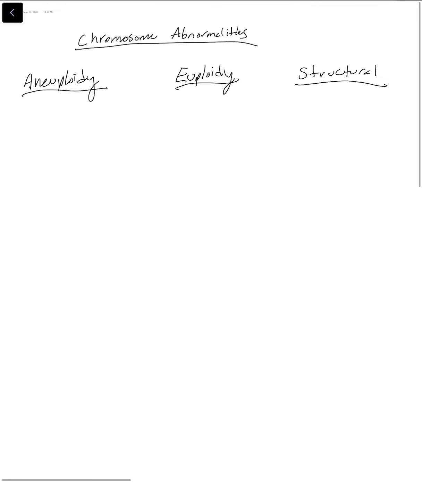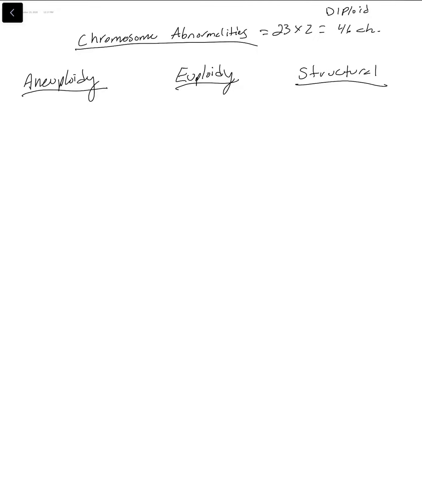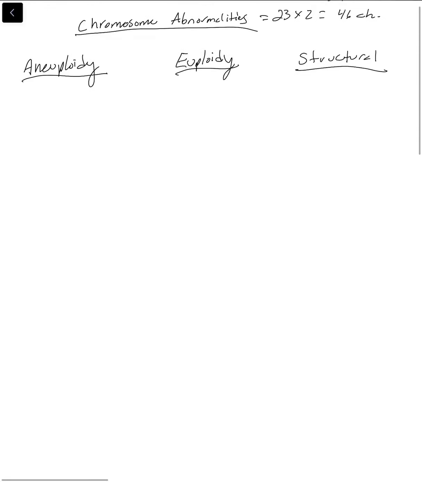So, just to get things off, chromosome abnormalities, our cells are mostly diploid. Diploid is going to be 23 chromosomes times 2, because they're diploid, D for 2. Diploid is going to be 46 chromosomes, which means haploid is 23. And which cells are haploid in the human body? It's going to be our sex cells, our sperm or egg in female.